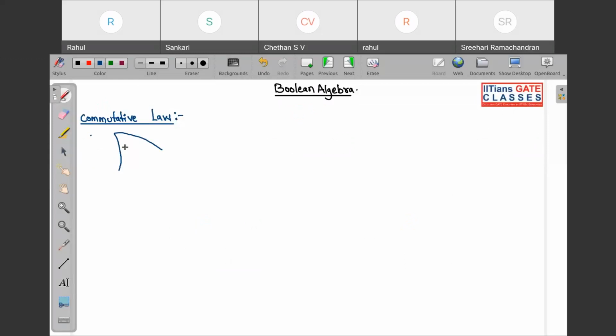Okay, so look, commutative law means what? That if you interchange the input, your output is unaffected. This is A OR B, or even if you take it like this, this is the same thing. So OR operation is what? It is commutative. Now similarly you can check for AND also.